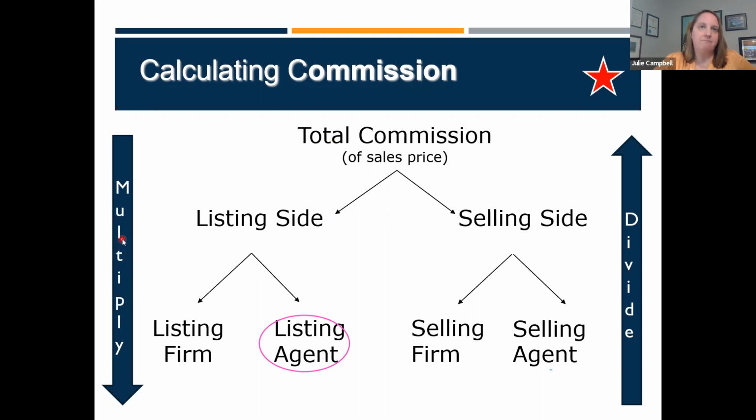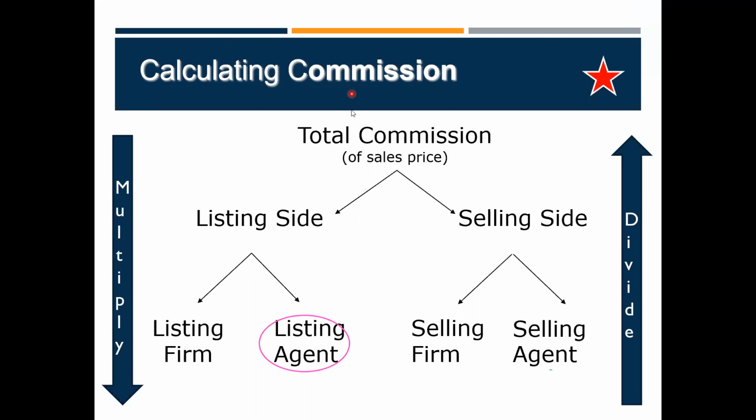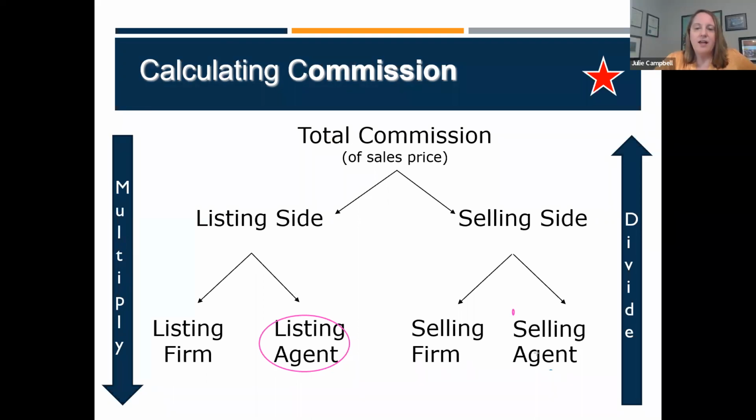Everybody see this on the side? If, for example, the question gives you the selling agent's commission, this is how much the selling agent received, and they want to know what the sales price is or the total commission is, now you're working up. You're starting small, finding what the side got and then what the commission got. When you're working up the commission math, you divide.